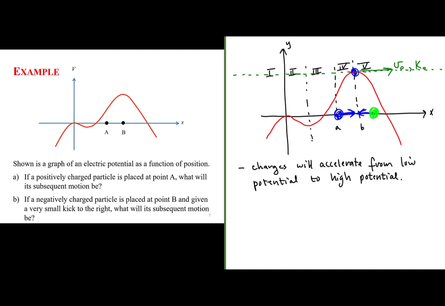And this is because the electron will accelerate from low to high potential, and how much of a kick we gave it determines how far out it goes before stopping and reversing direction. It won't necessarily go an equal distance away from B, but it'll go to a point away from B, eventually stop, and it'll oscillate on opposite sides of B.